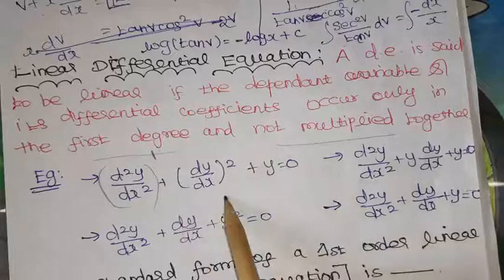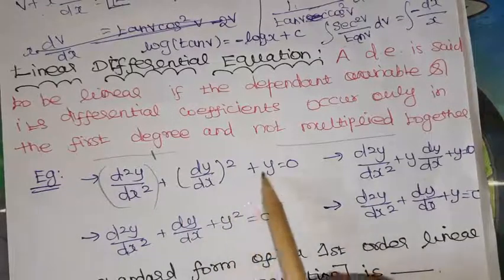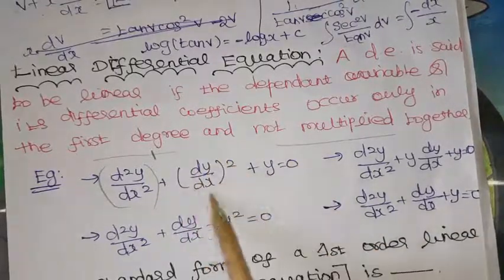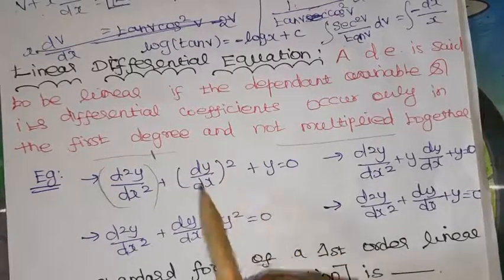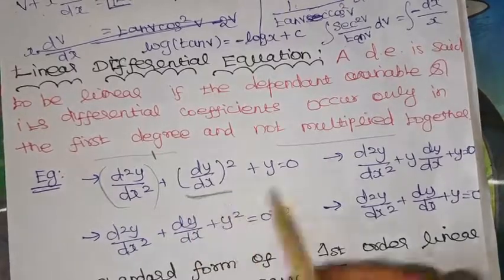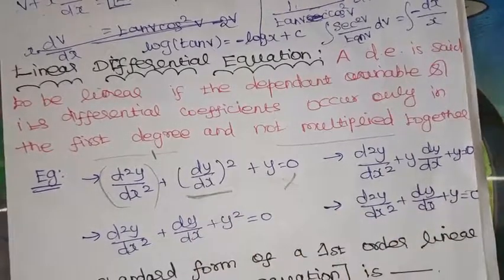Whether it is a linear differential equation? No, because it is multiplied by dy by dx, multiplied together. So dy by dx into dy by dx, this term is coming. So this is not a linear differential equation.